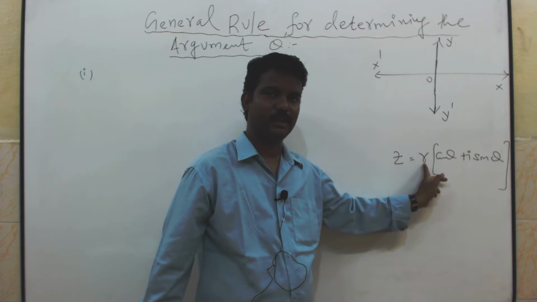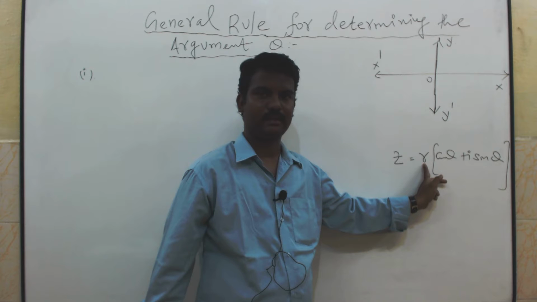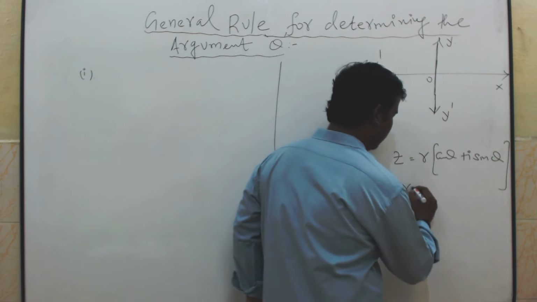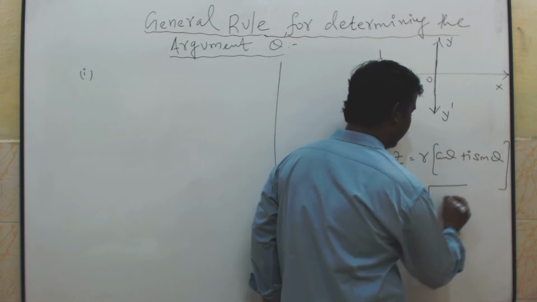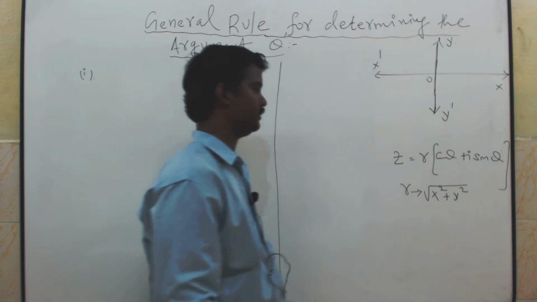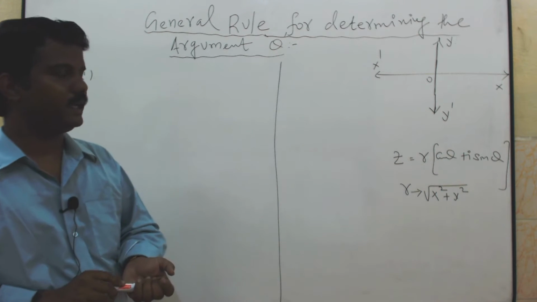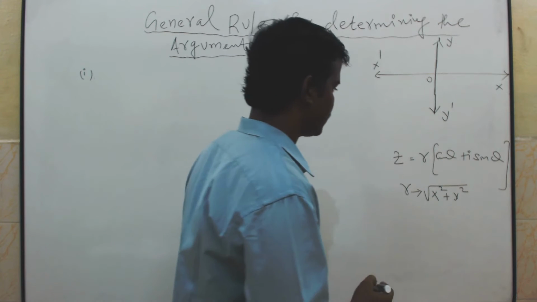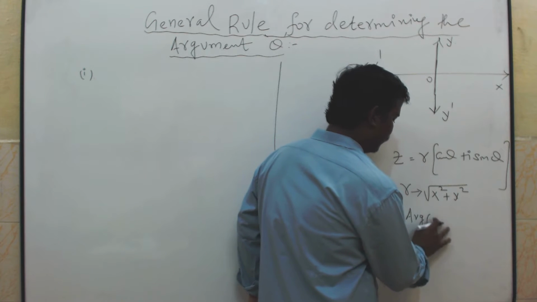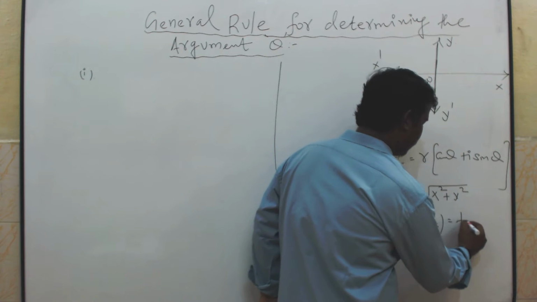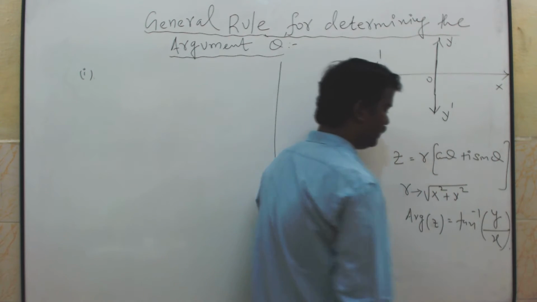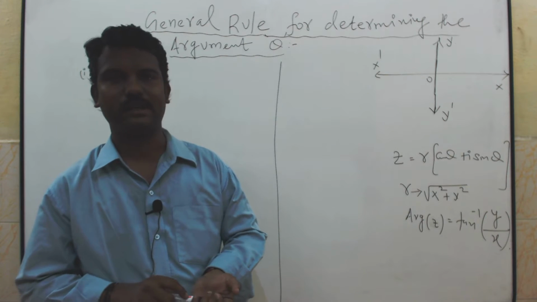Now here, what is r? r is called the modulus of the complex number, and it is obtained by the formula root of x square plus y square. Then theta is called the argument, right? The argument of the complex number, that is, argument of z. Argument of z is defined as tan inverse of y by x. And that is another formula, right? Tan inverse of y by x.